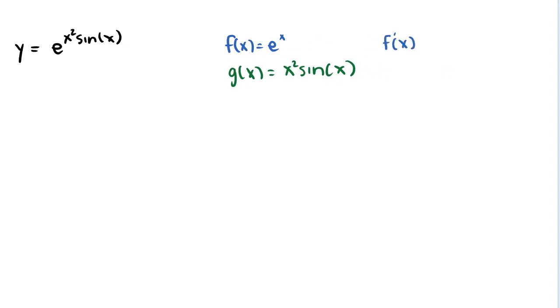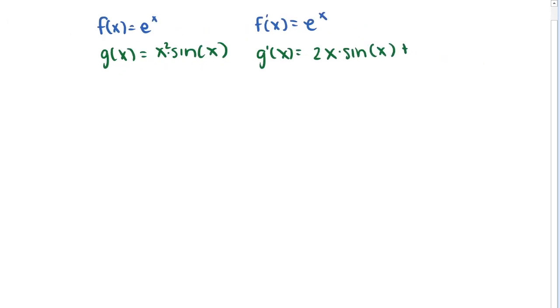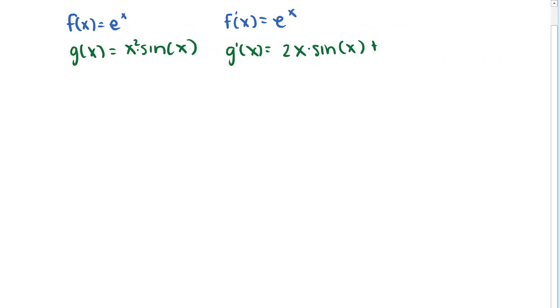So f prime of x is equal to e to the x, and then g prime of x. Well, this is something that requires using the product rule because we have the product of two different functions of x, right? So here I'm going to take the derivative of the first part of our product, and multiply that with just the second factor. And I'm going to add that to the derivative of the second, so that comes out as cosine of x times just the first factor.